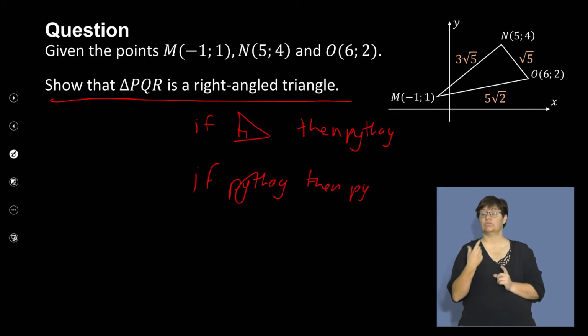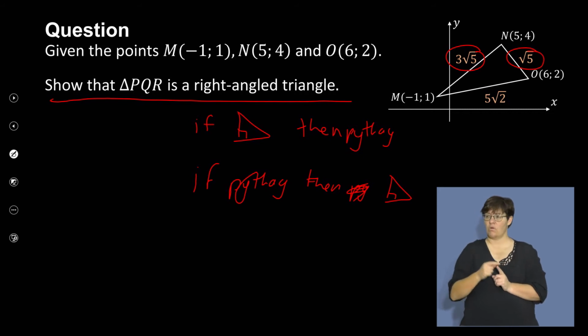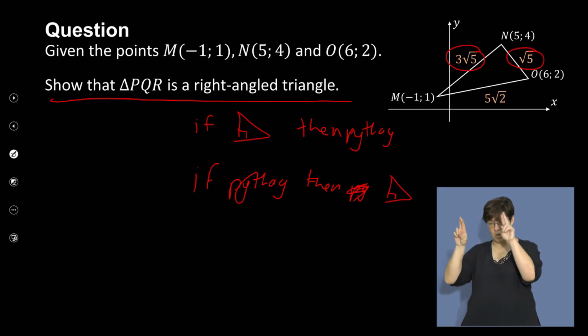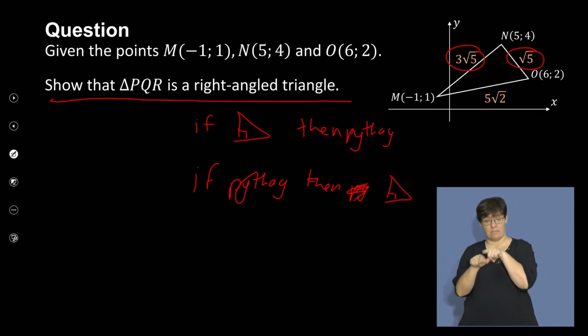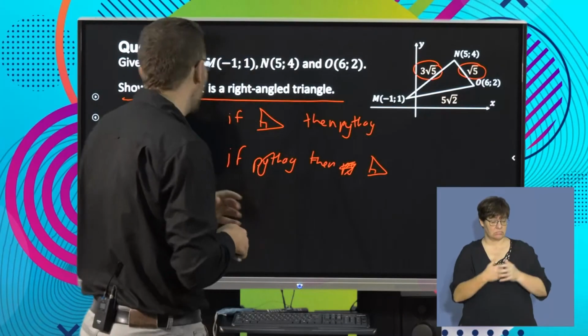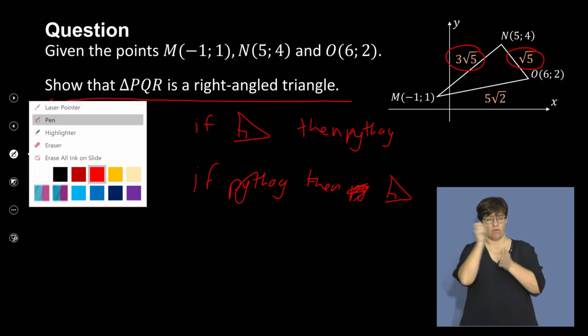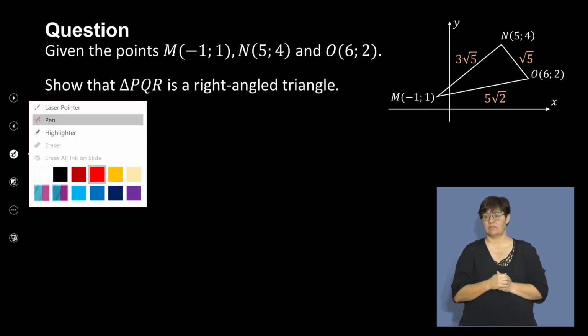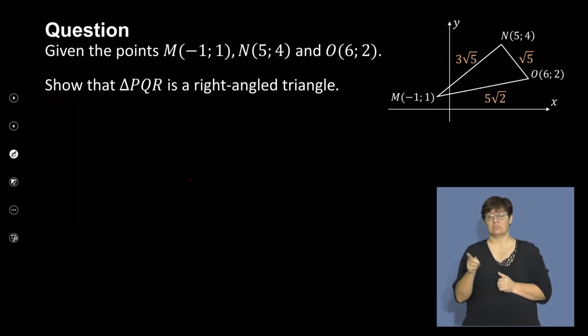So what I'm going to do is I'm going to do Pythag. I'm going to take the short side squared plus the short side squared, and I'm going to see if it's equal to the long side squared. If it is, then it must be a right-angled triangle. And so I'm going to erase all of the stuff that I've written on the board. And we're going to do exactly that.